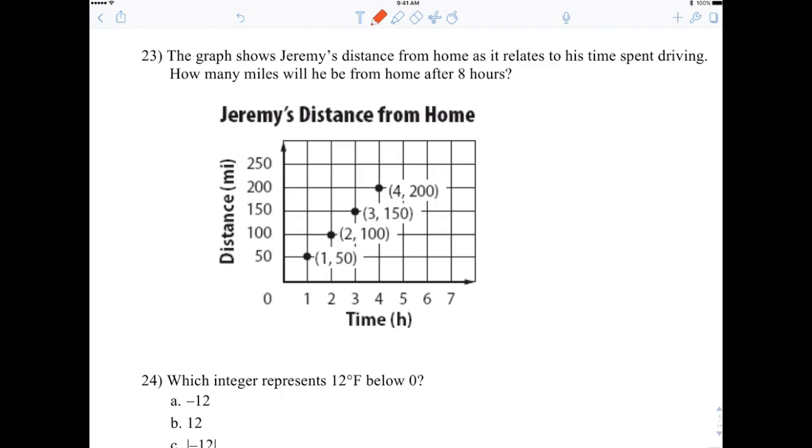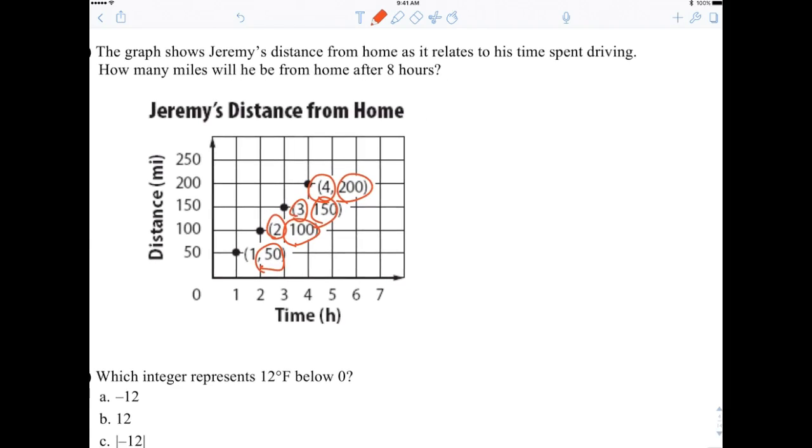So if I start with 1 and do 50, and then 2 is 100, 3 is 150, 4 is 200, what's my pattern? Well, you add 50. That's exactly right. So off to the side now, here's how I'd like you to do it: 5, 6, 7, 8. She said it perfectly. We're adding 50. So if we were at 200, 5 would be what? 250, keep going. 7.